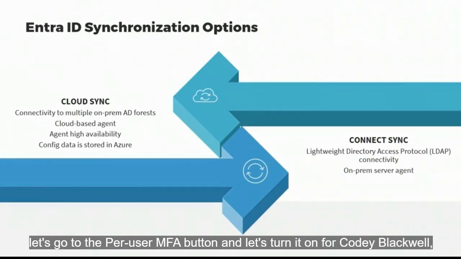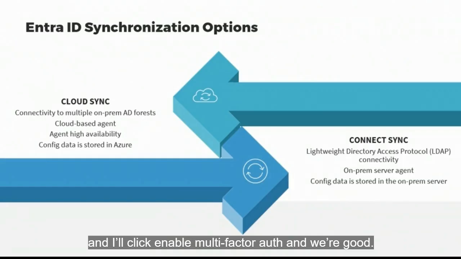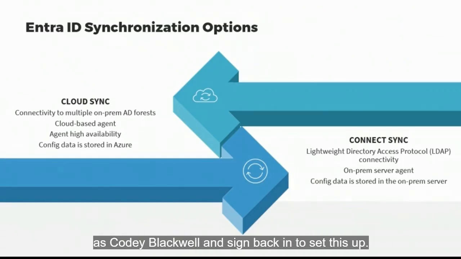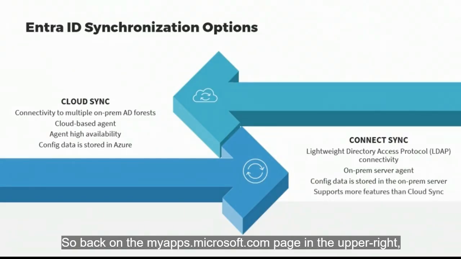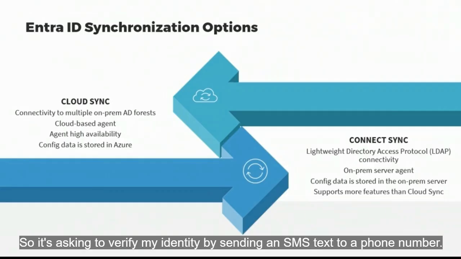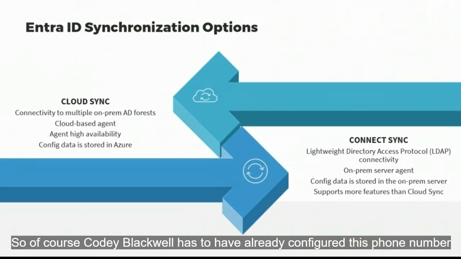If you're familiar with the older Azure AD Connect feature, this is more what Connect Sync is like, where the config data, of course, would be stored then on the on-premises server because that's where the agent was installed and is running. And it supports more features than Cloud Sync, things like password hash sync, to synchronize password hashes from on-prem into the cloud, as well as options like password write back. So when a user changes their password and they're signed into their cloud account, it'll write it back to the on-prem AD.